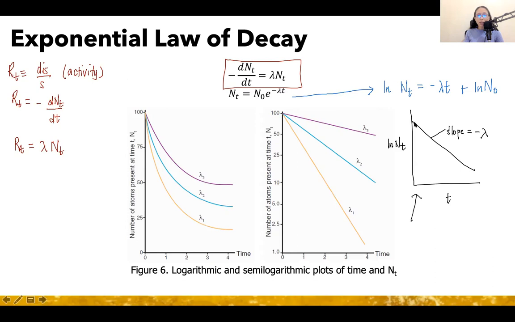Furthermore, just by looking at this equation, you can also determine the value of your initial amount of radionuclide. So you have your y-intercept here. Your y-intercept is equal to the natural logarithm of the starting or initial amount of radionuclides.